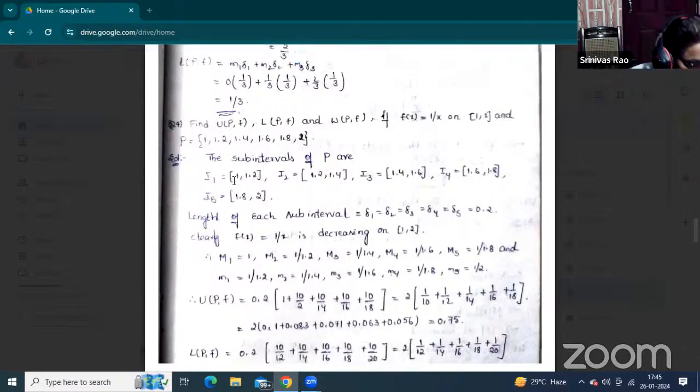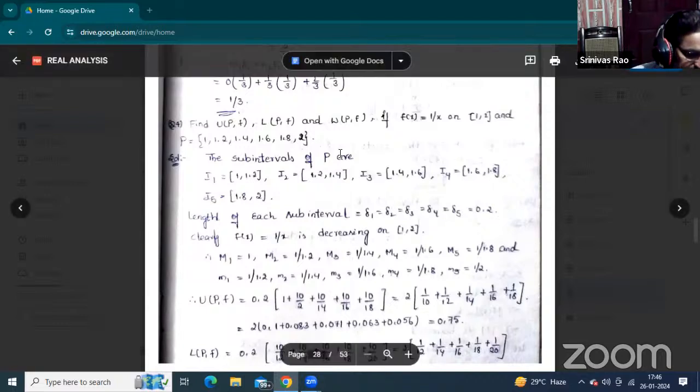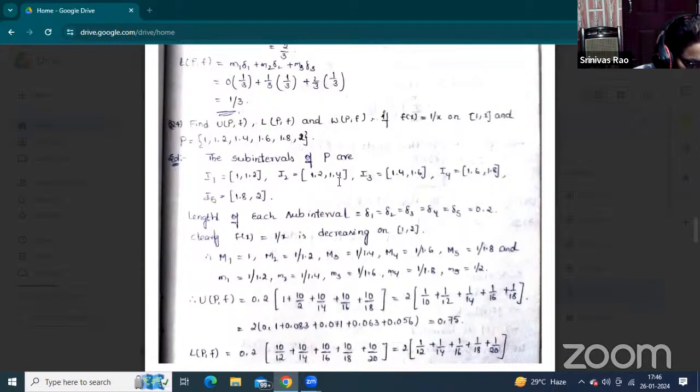Now here, according to the first subinterval, what is the supremum, capital M1? Here the lower value is 1 and the upper value is 1.2. Substituting those values in the given function, 1 by 1 is 1. That is small m1. So this is the reciprocal function: 1 by 1.2, 1 by 1.4, 1 by 1.6, 1 by 1.8. Now these values are denoted by small m1 and so on in the same manner.